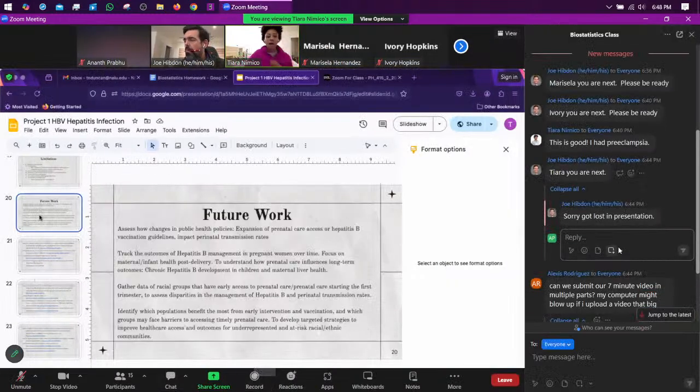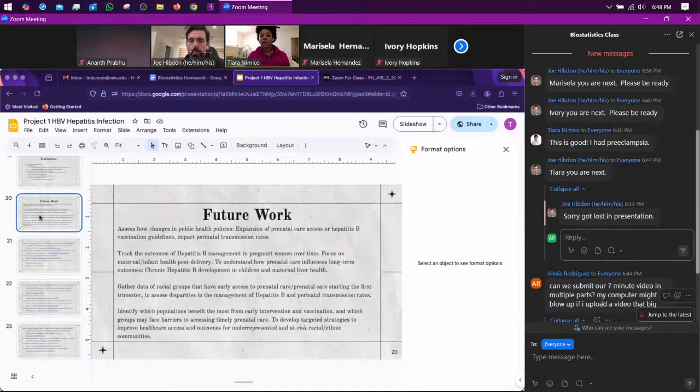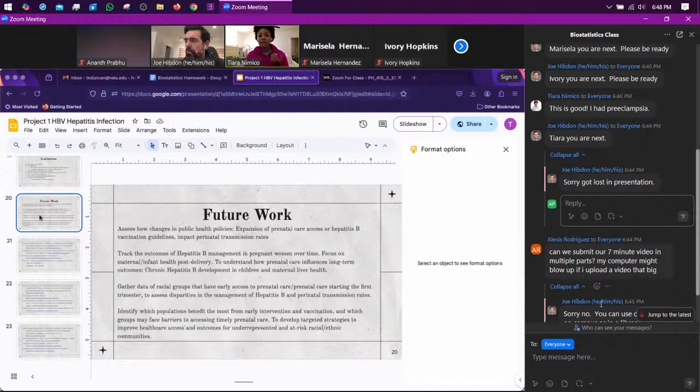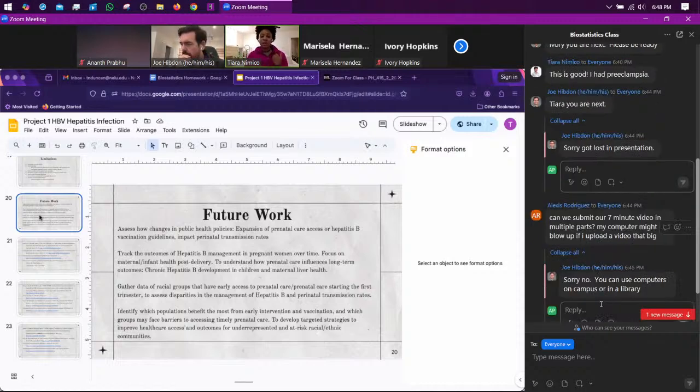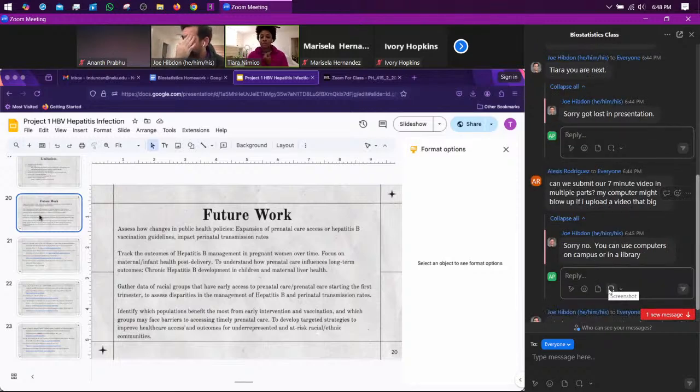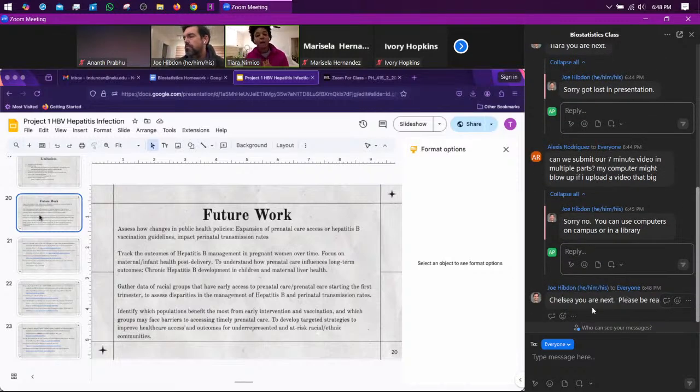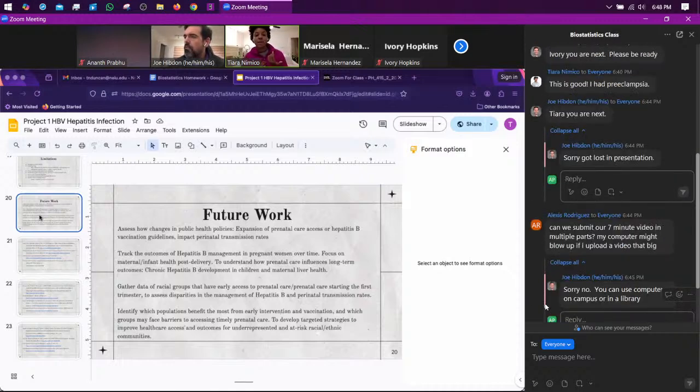For future work, I would like to assess public health policies to expand prenatal care and access to hepatitis B, especially in marginalized communities, because while I was doing this research, there was a lot I didn't have information on. I have 2 children, and I would like to track the outcomes of hepatitis B in pregnant women, focus on maternal infant health post-delivery, and understand how prenatal care influences long-term outcomes. I want to gather more data on racial groups who have access to early.